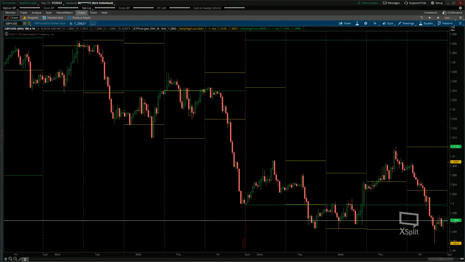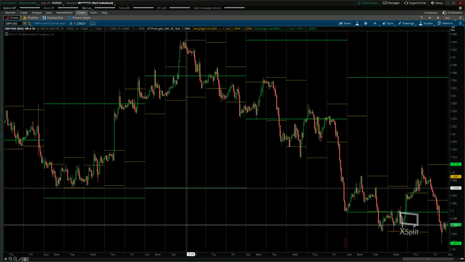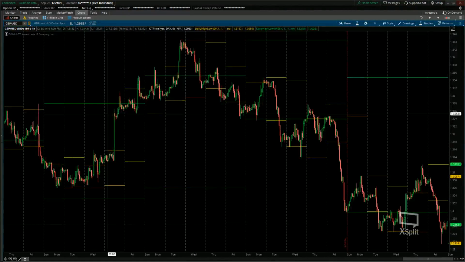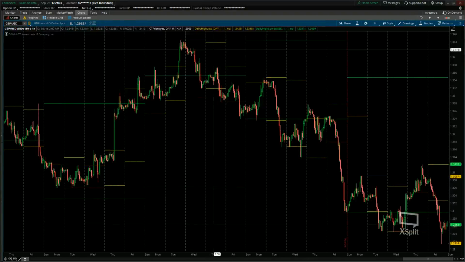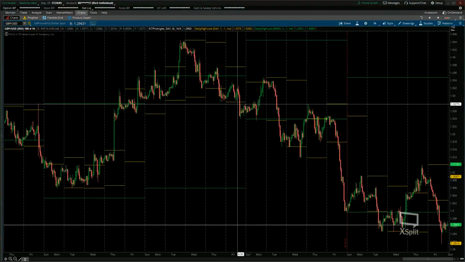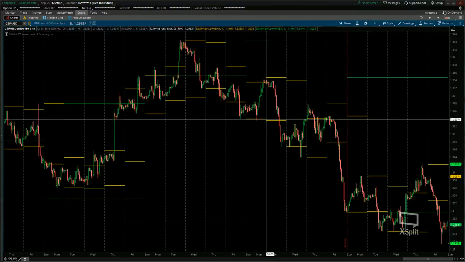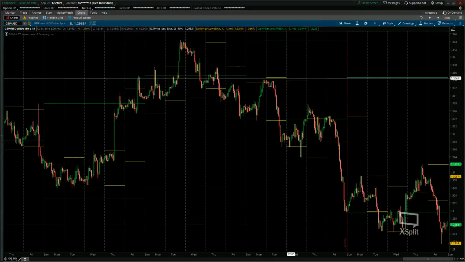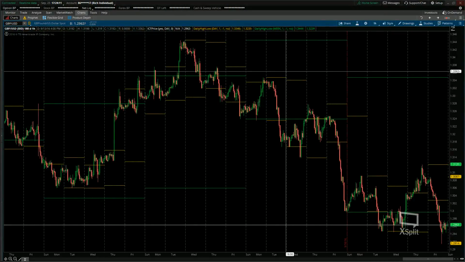So if we go on the 1 hour here, these green lines are weekly. This is the weekly high and low from this week. And then the yellow lines are the daily highs and lows. And I think you could trade just off of these. Would you get a lot of trades? Probably not, but it definitely shows you things that are key.